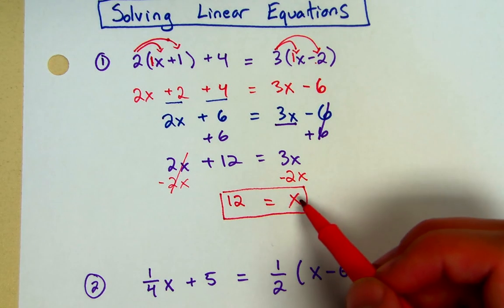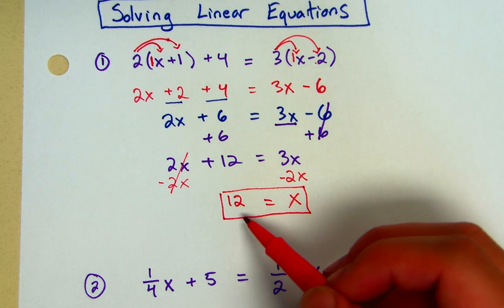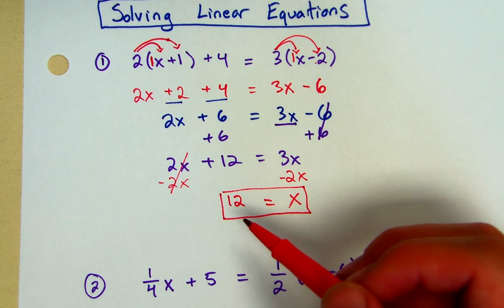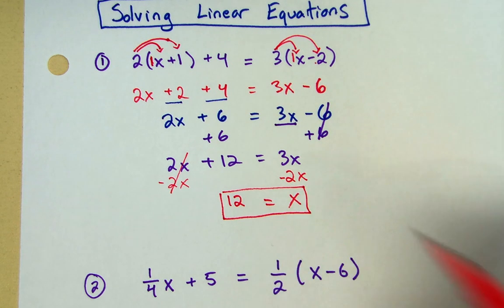If there were a 3 here, I'd have to divide both sides by 3. That would then give you your answer. But since x was alone, I'm done.